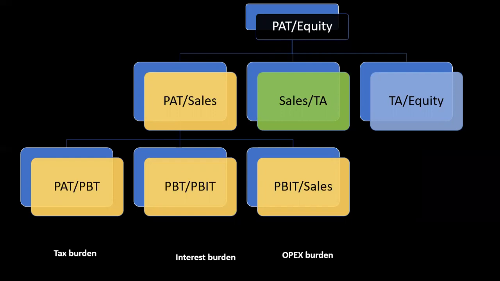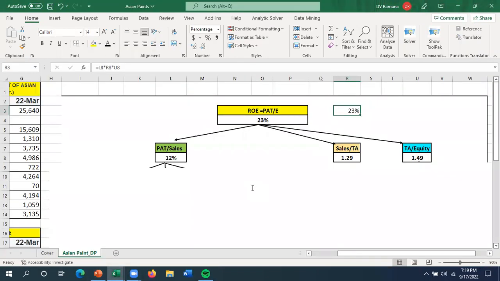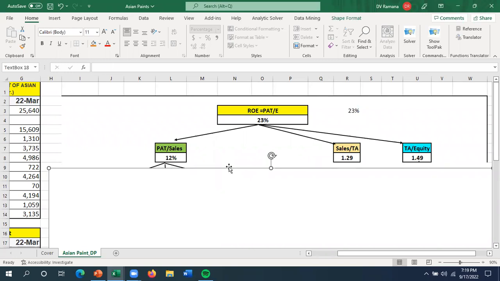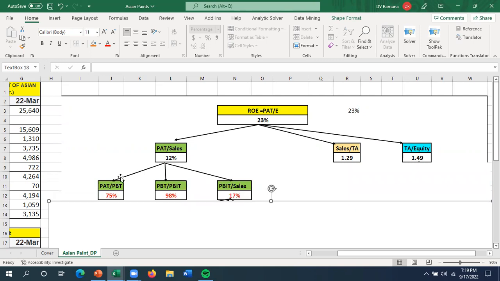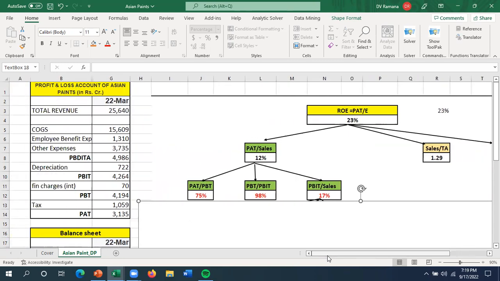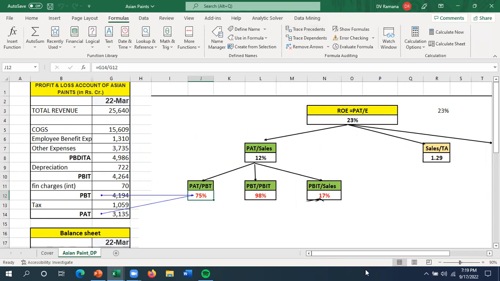This is the contribution of the DuPont framework. Let us see the tax burden, interest burden, and OPEX burden of Asian Paints. So we are observing that PAT by sales can be further subdivided into PAT by PBT. If you look at the income statement, we can see that very clearly. So the PBT to PAT ratio: PAT is 75% of PBT, so the tax burden is 25%.